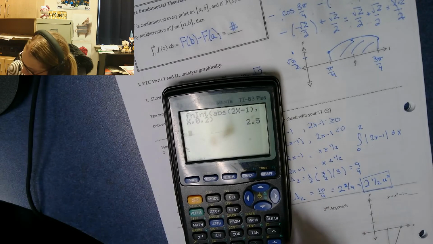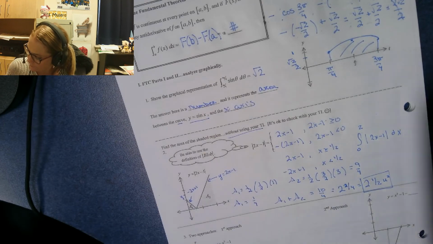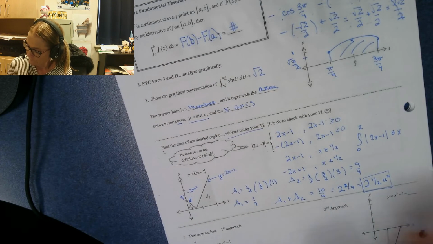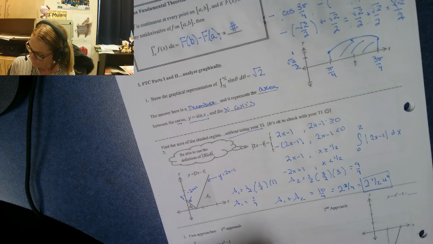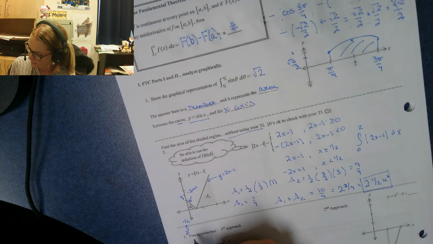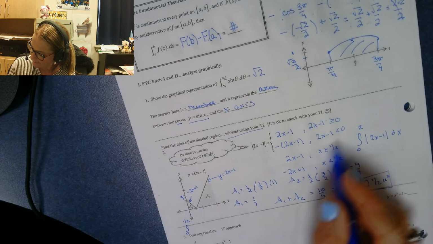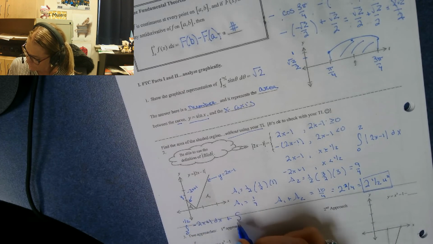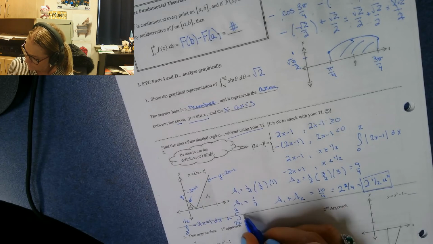And then you could also integrate it without a calculator by using integrals. You would just have to split your integral. And so they're both positive regions. So you could also do the integral from 0 to 1/2, and that would be this negative side. So you'd have to put in negative 2x plus 1 dx plus the integral from 1/2 to 2. And you'd have to put in this side, which is that 2x minus 1 dx.